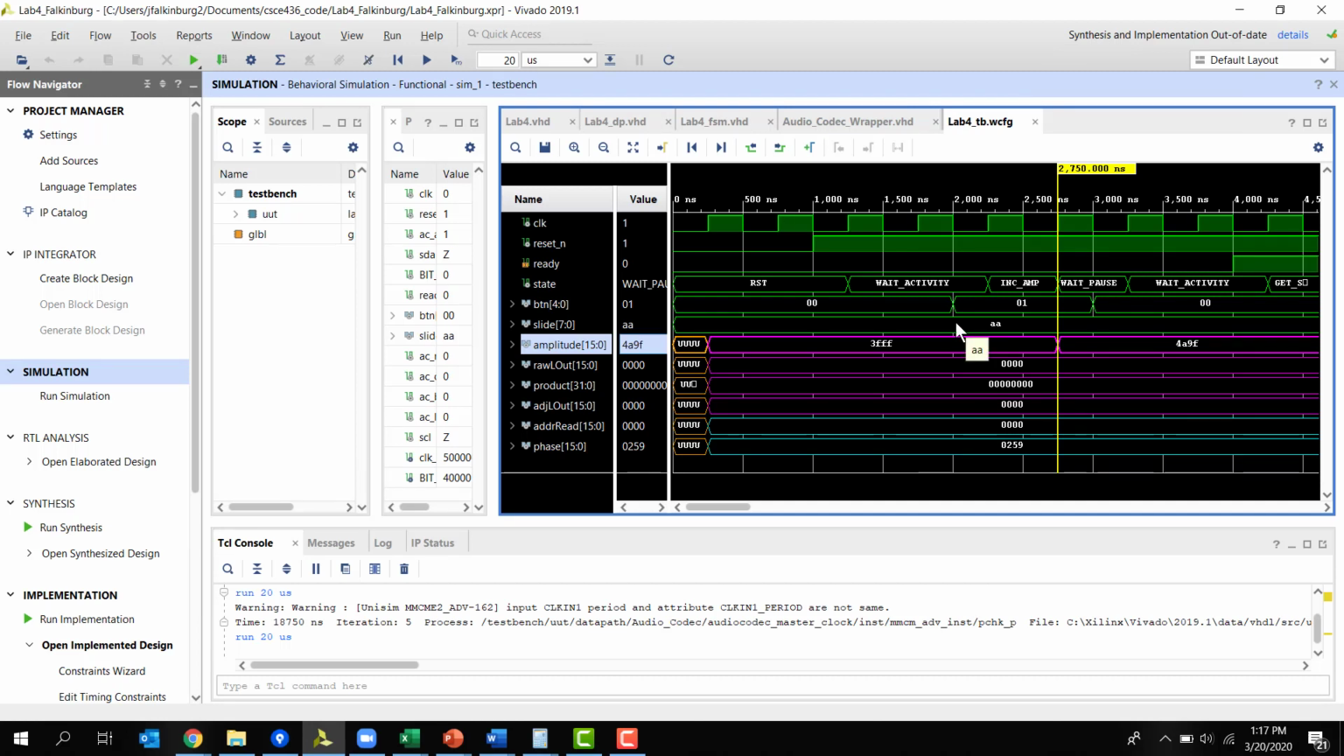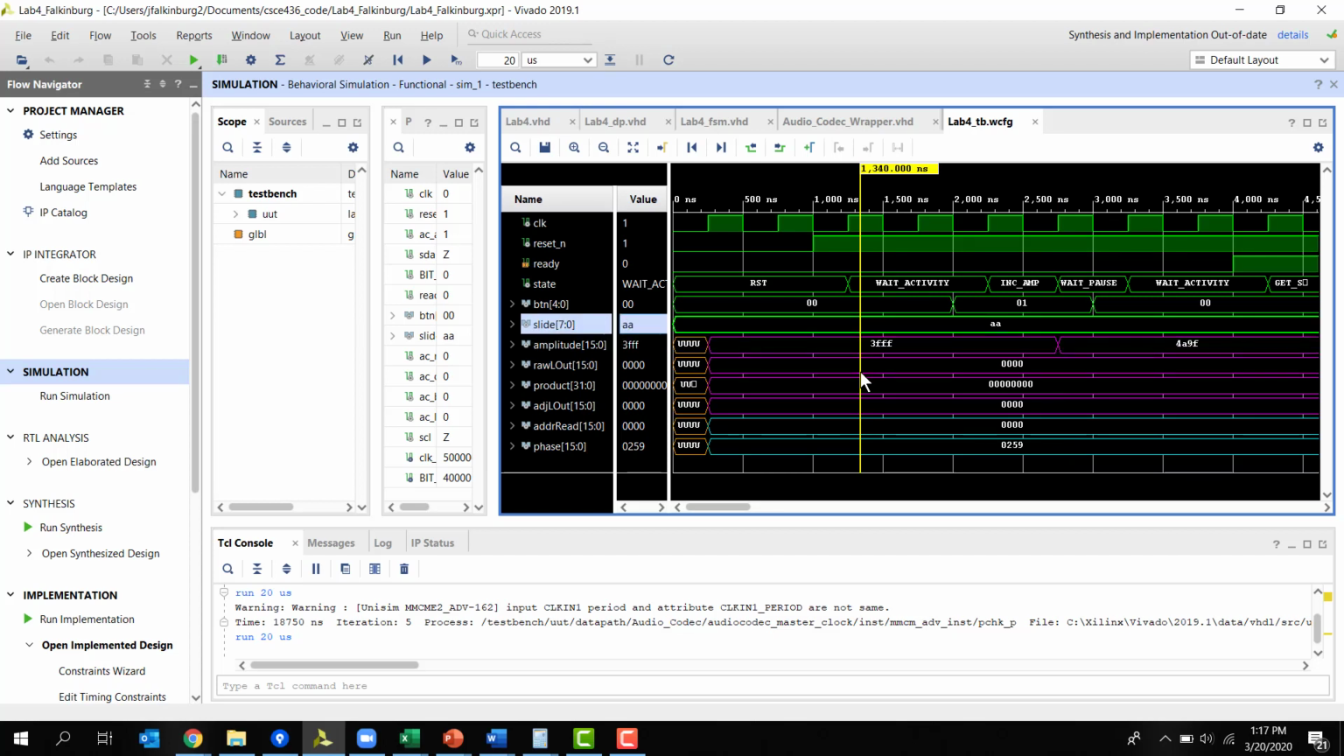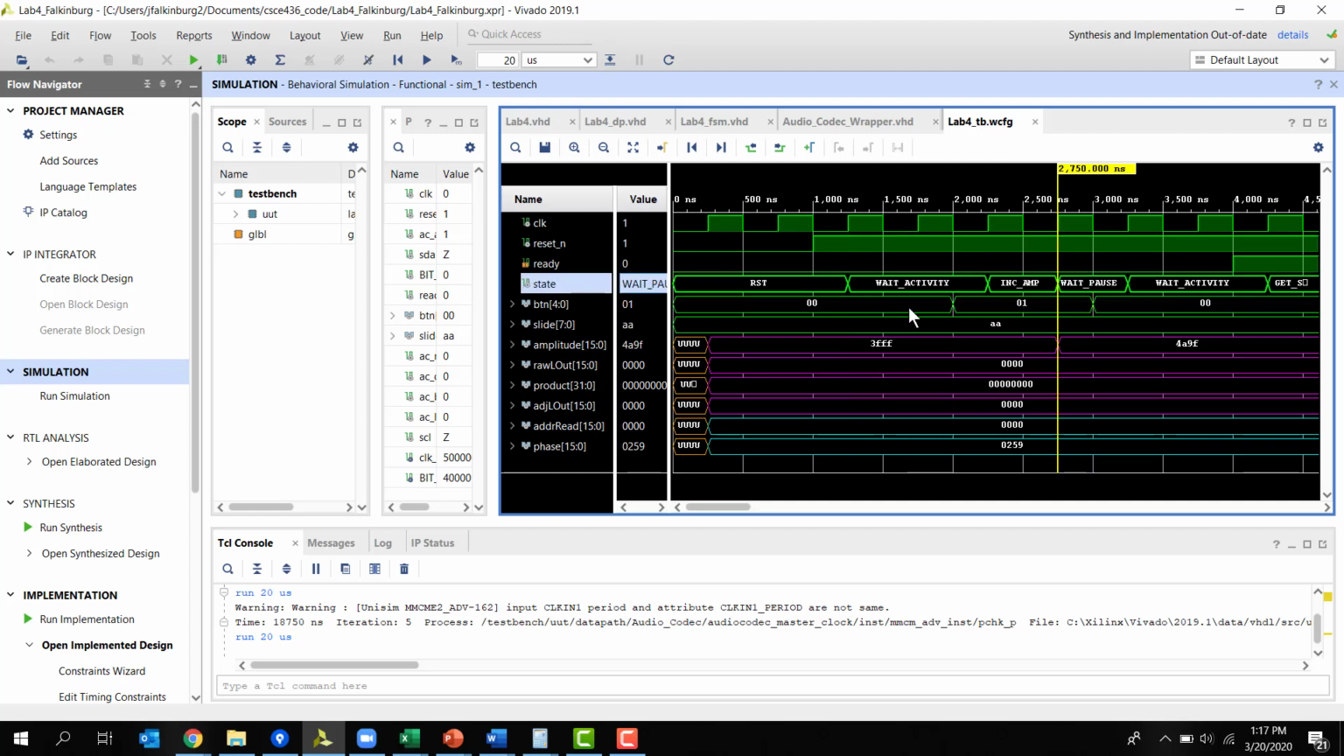To make it a little easier, I'm going to show you in my simulation. You'll notice I have my buttons, my slider switches. Slider switches are just set to an arbitrary value of AA. And then I have my buttons. The first button coming in is going to increase my amplitude. And you can see in my states for my FSM, I say increase amplitude.